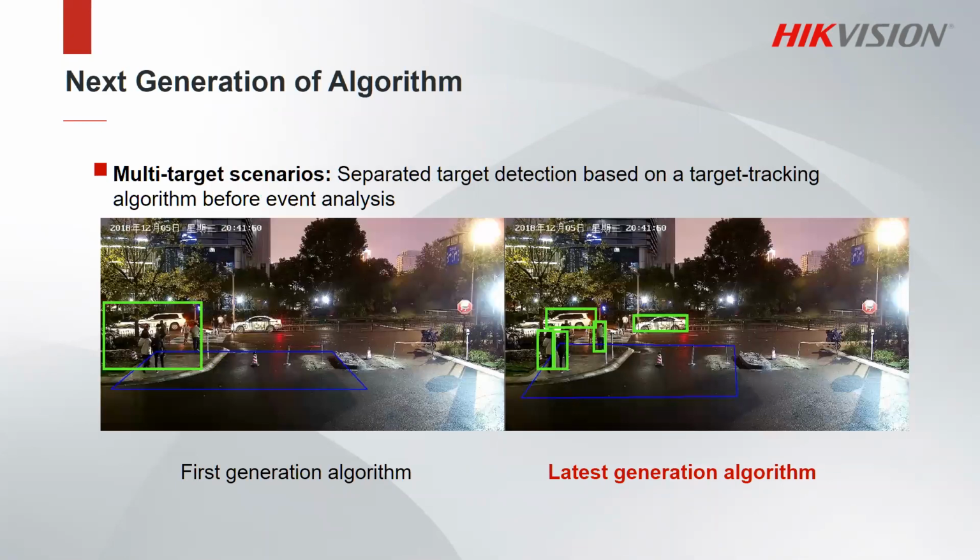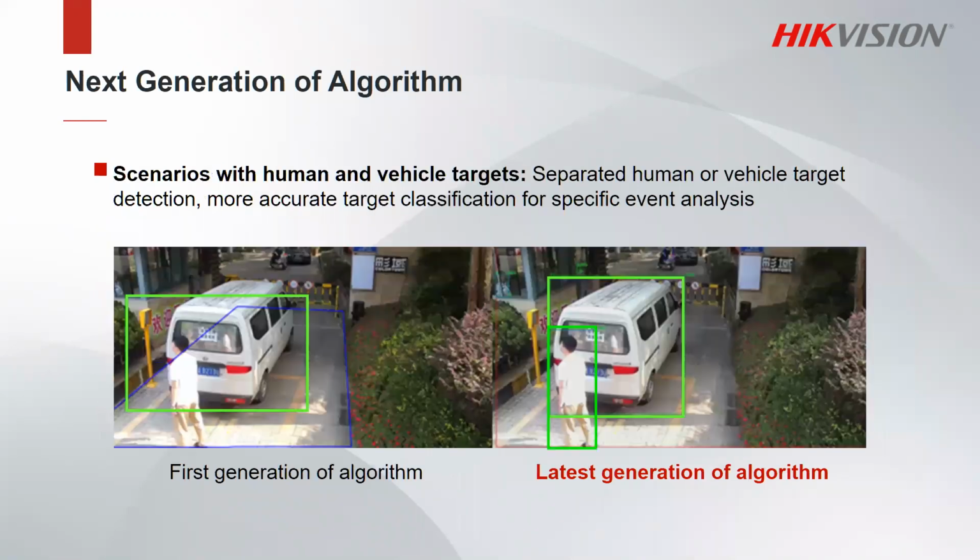Multi-target scenarios. Separated target detection based on target tracking algorithm, making sure that each of the targets is confirmed before the event analysis and not just grouped together as one big alarm. Scenarios with human and vehicle targets. This separates human or vehicle target detection, giving us more accurate target classification for specific event analysis based on differentiating between humans and vehicles.